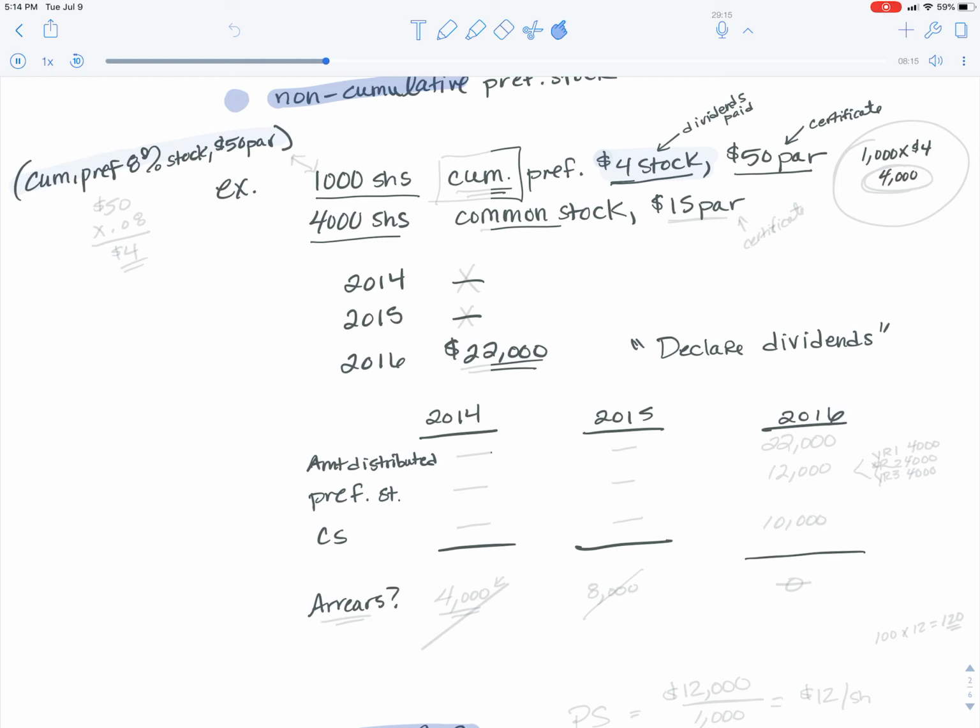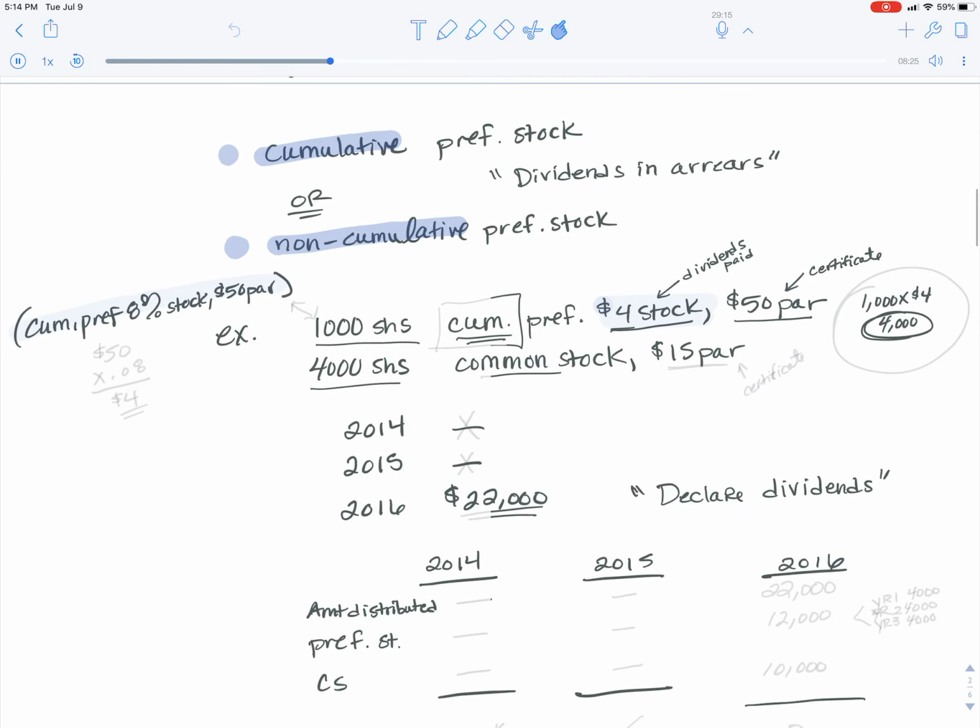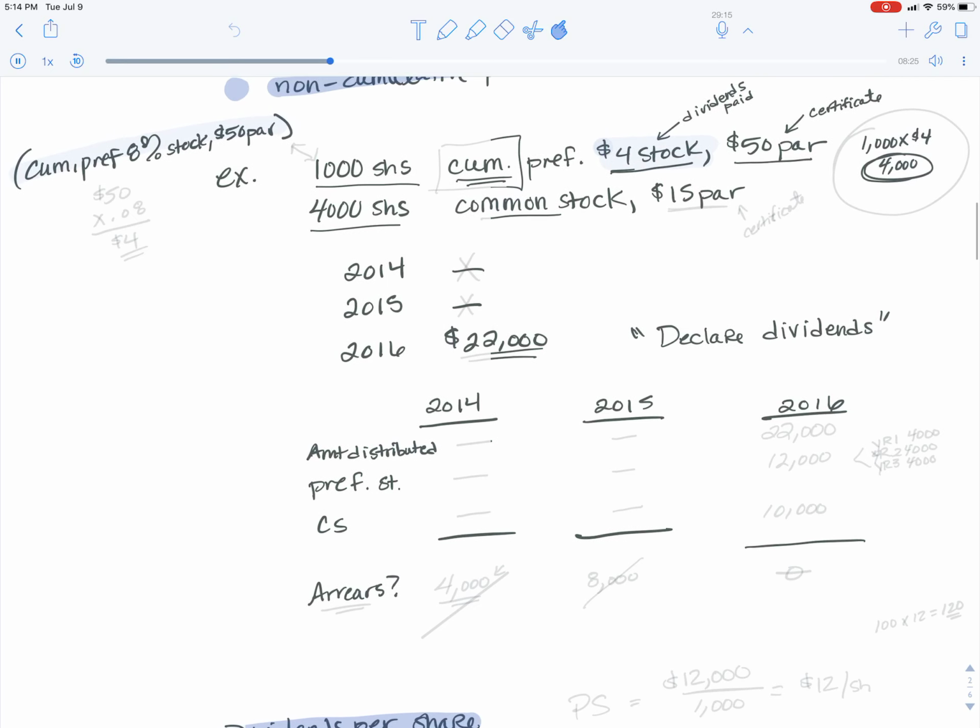So if it's cumulative preferred, that means that every year we're going to rack up $4,000 whether the company has the cash to pay it or not. If they don't have the cash this year to pay us a dividend, we'll get it next year or as soon as they declare a dividend. And then common stock has $15 par printed on the certificate. Now, the certificate price or the par price is going to tell you which account that later we're going to make a journal entry for. So we'll keep that in mind.